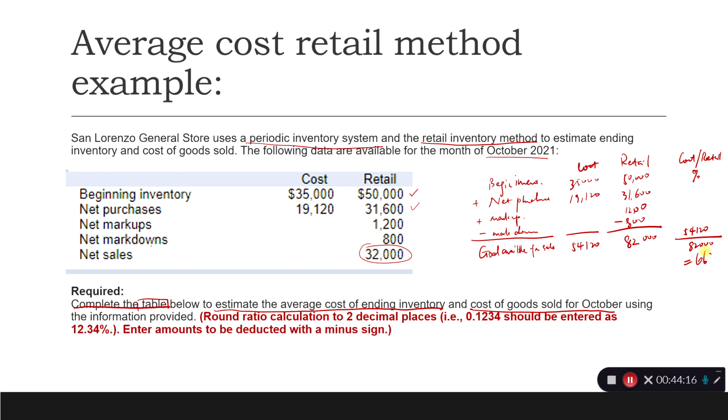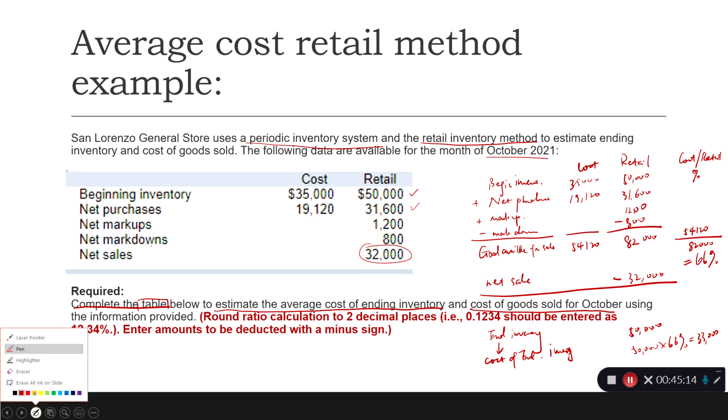Therefore, the cost-to-retail percentage is 54,120 divided by 82,000, which equals 66%. We know the net sales at retail price is 32,000, so we subtract the 32,000. The ending inventory at retail, 82,000 minus 32,000, is $50,000. Translating that to the cost of ending inventory, 50,000 multiplied by 66% is $33,000.